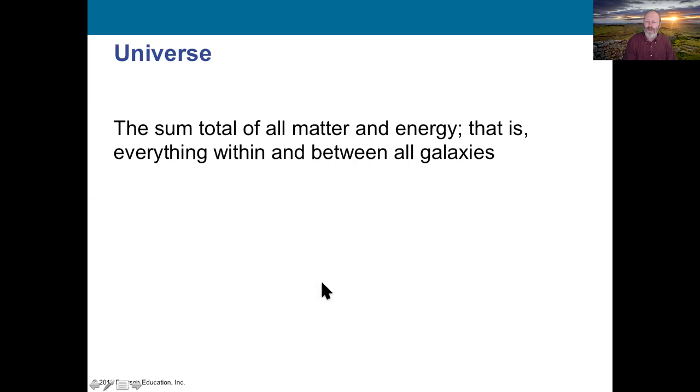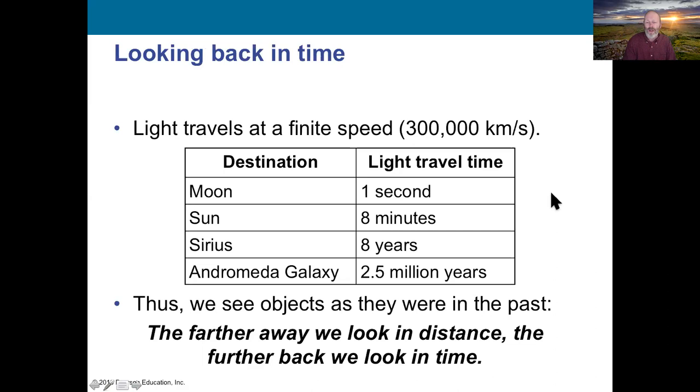When we look out into space, as I was mentioning before, the Andromeda Galaxy, it takes light a certain amount of time to get to us. Light travels at the speed of 300,000 kilometers per second, or that translates into 186,000 miles per second. So to get from the Andromeda Galaxy to us takes well over 2 million years.